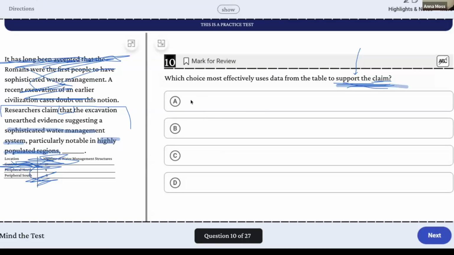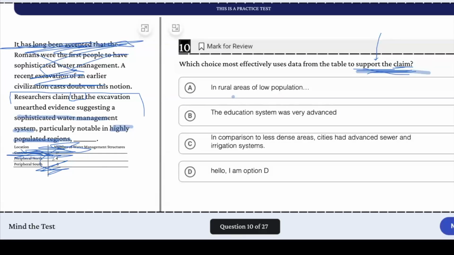So I'll just make some up, even without reading anything and even without reading the numbers at all. We can say, okay, rural areas of low population, blah, blah, blah. Doesn't matter what they say because highly populated regions are not low population. That's gone. The education system was very advanced. Education is not sophisticated water management, and that doesn't have anything to do with high population. Education is not water. Wrong.